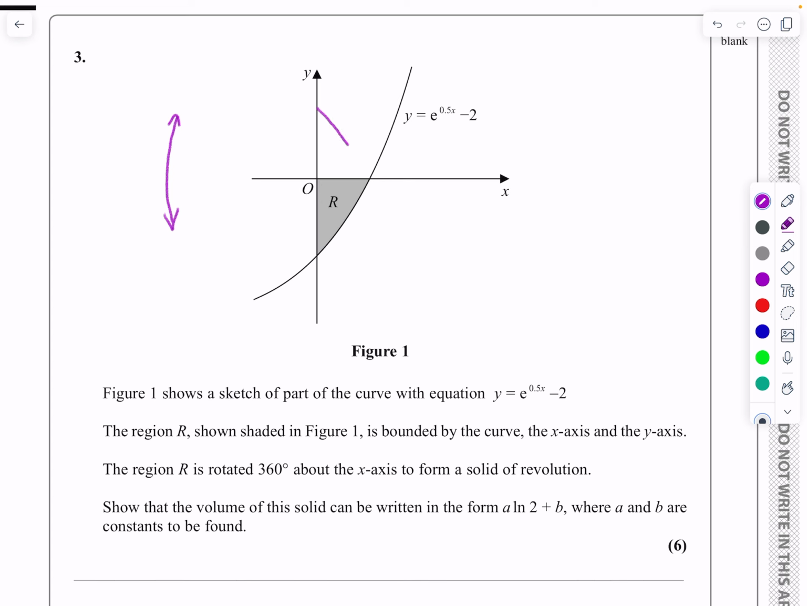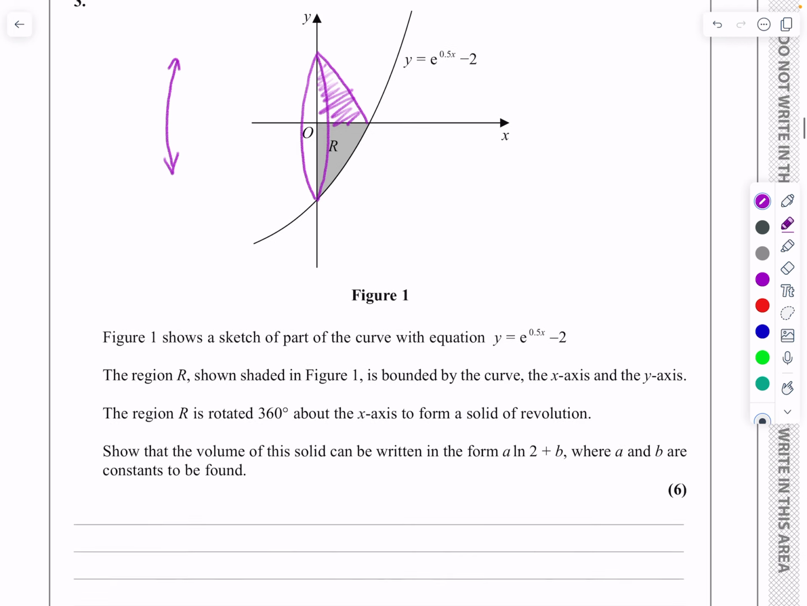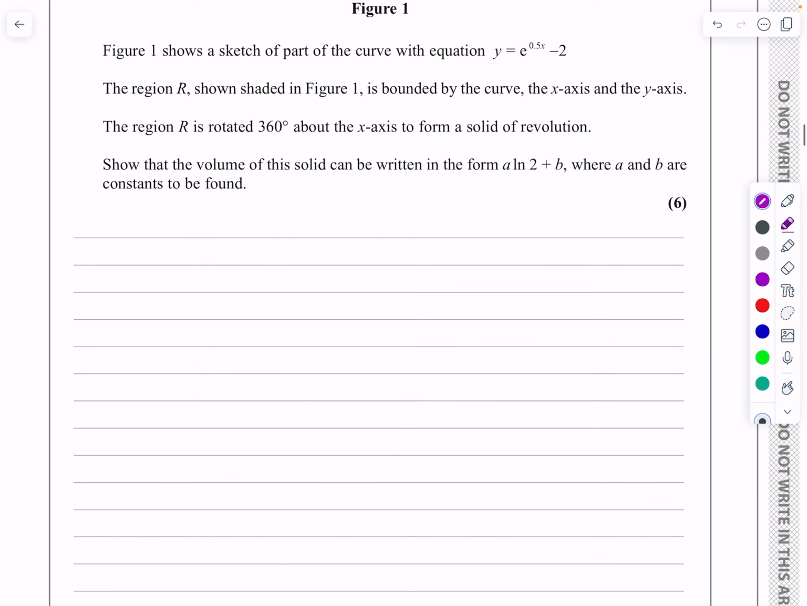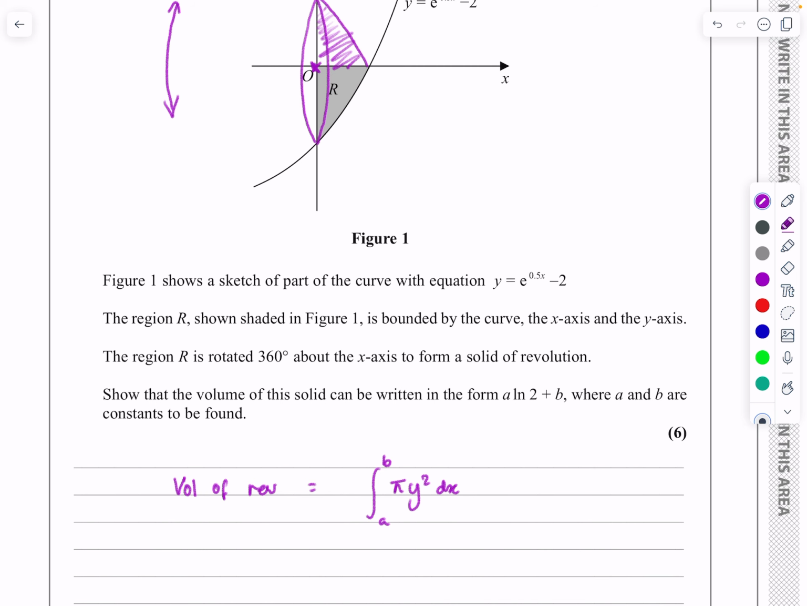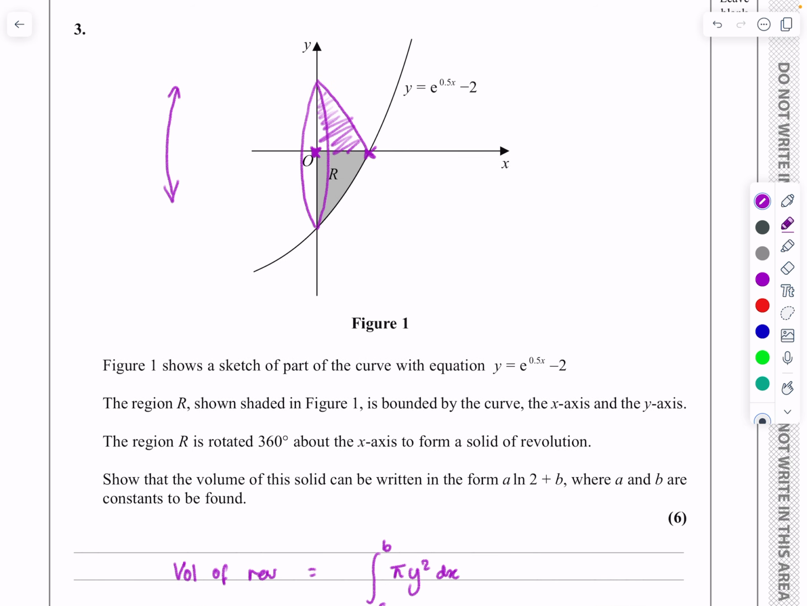So what that means is that this shape here is going to be formed where, if I try and do a little bit of 3D drawing on it, it turns into something similar to a bowl type shape. Now you don't particularly need to do that. All you do need to know is that the volume of revolution is always given by the integral of pi y squared dx from A to B, where this value here is going to be A, and this value here is going to be B. Well, we know what A is. A is going to be equal to 0 there, but that B, I've actually got to work out.